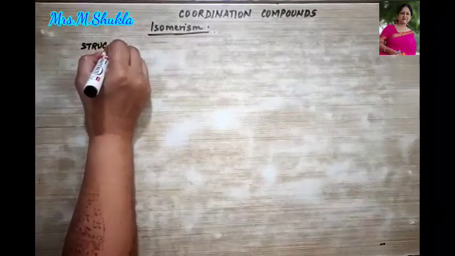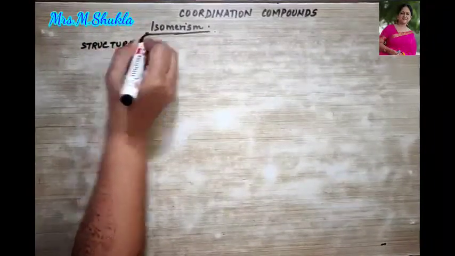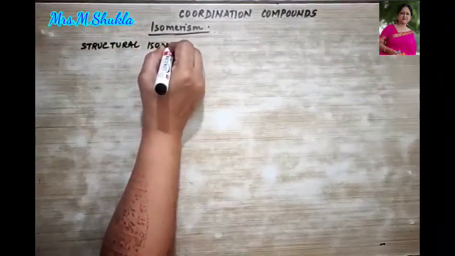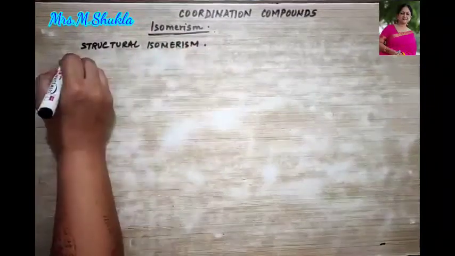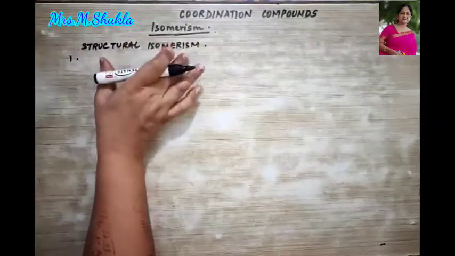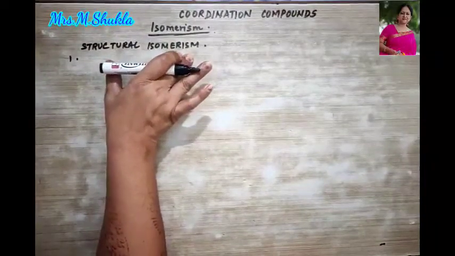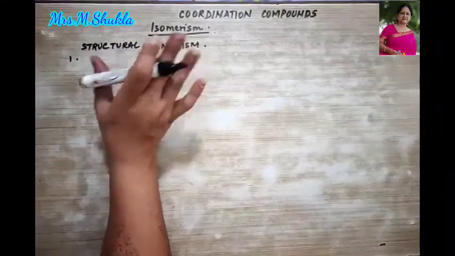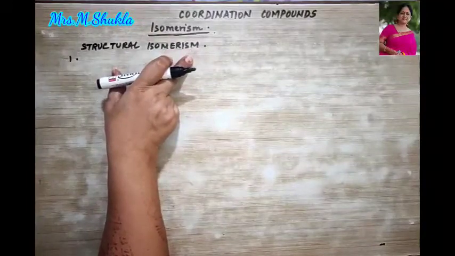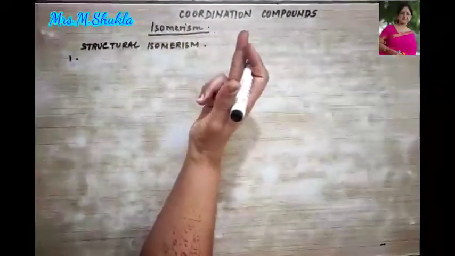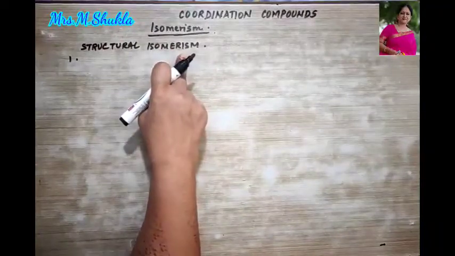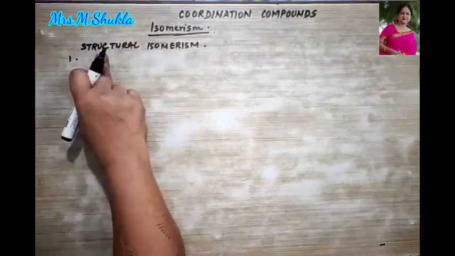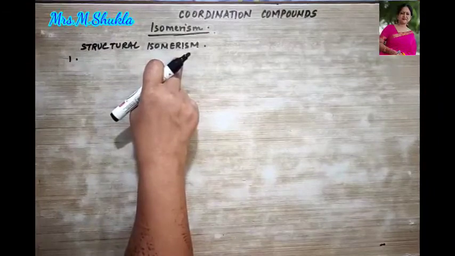Okay, structural isomerism. And in structural isomerism, which was the first one, what do we mean by structural isomerism? First and foremost, let us understand where the formula will remain the same, but the structure is going to be different. Then they are termed as structural isomerism, right? Now why the structure is different over here?